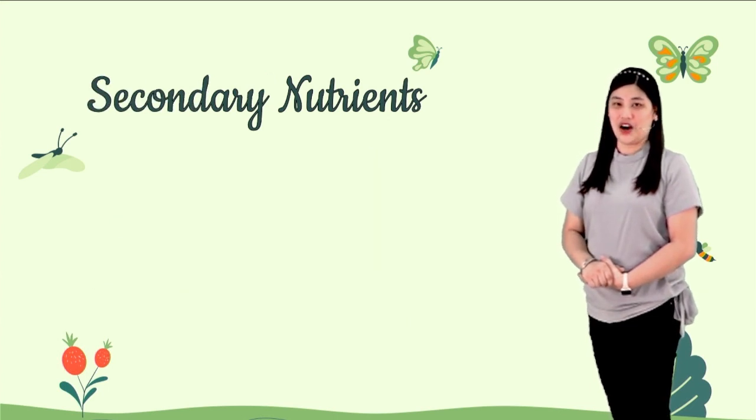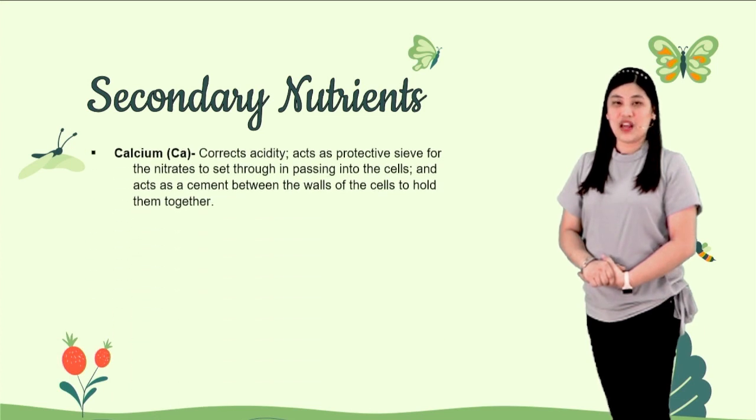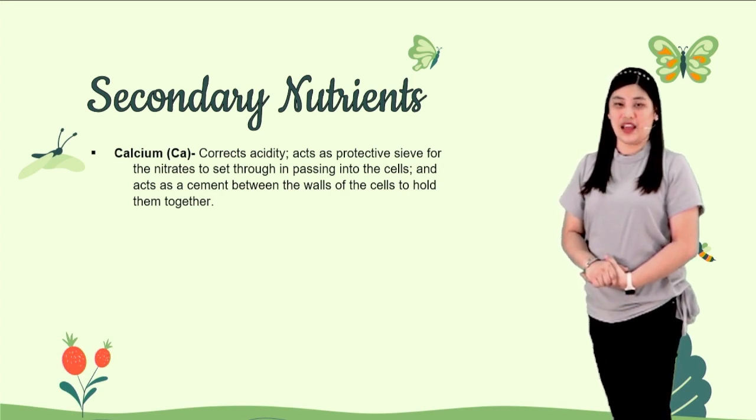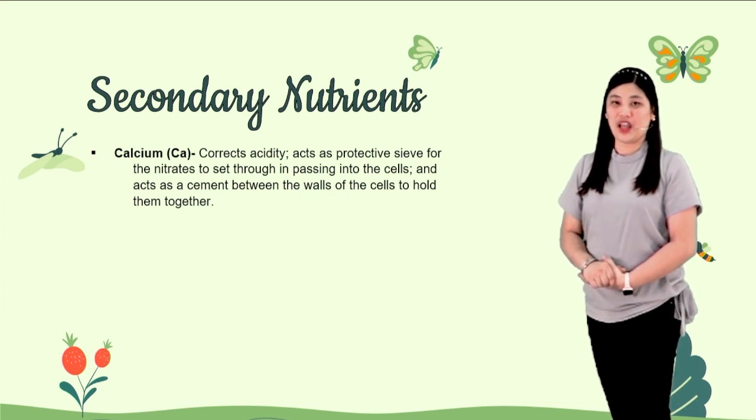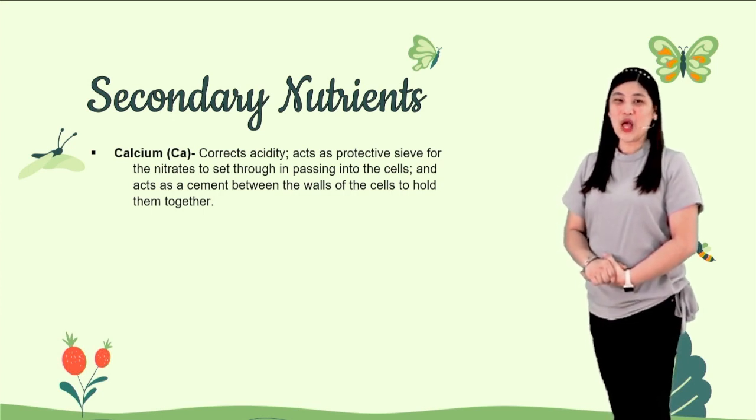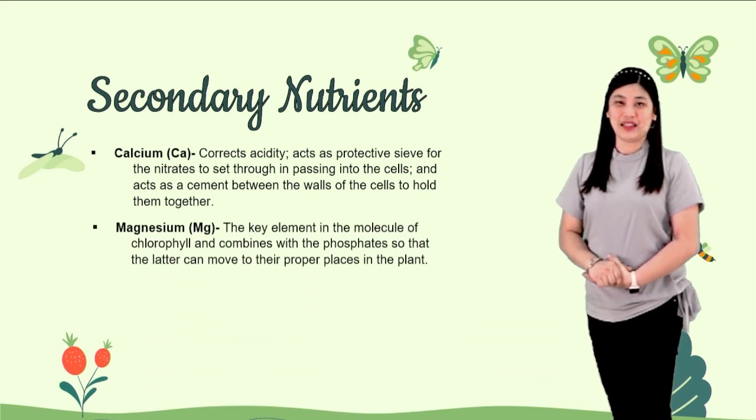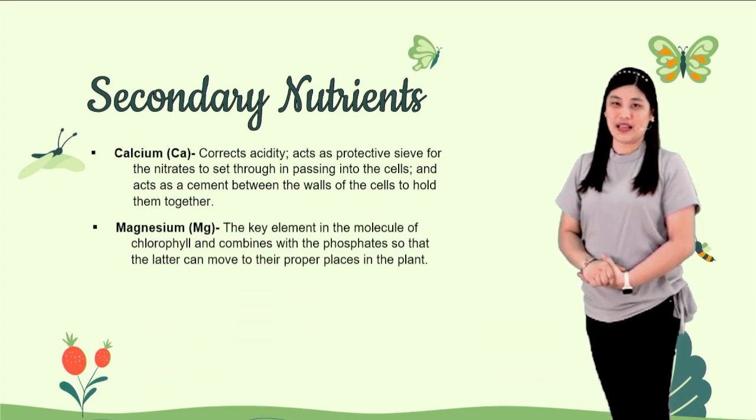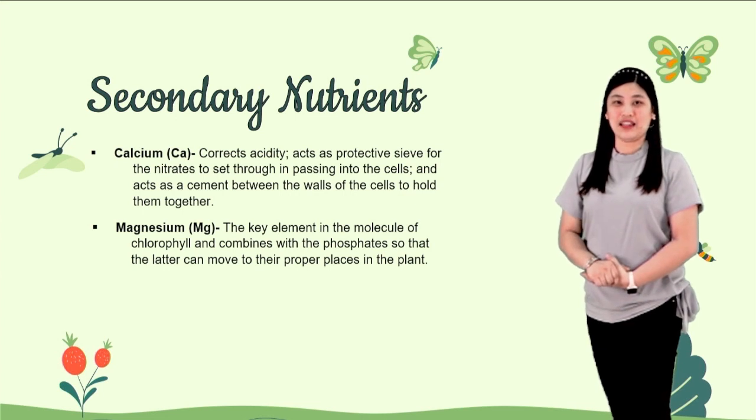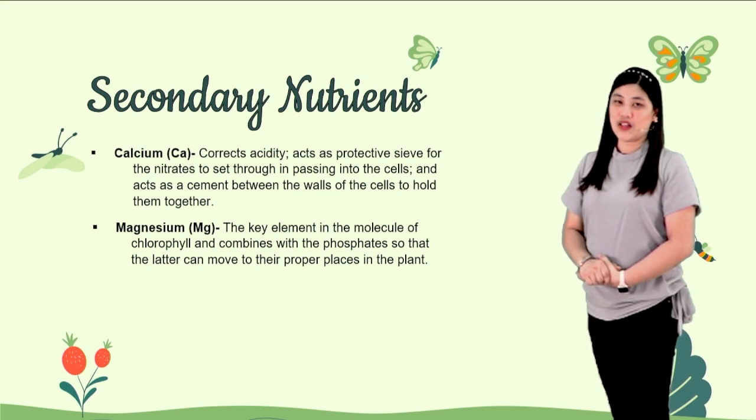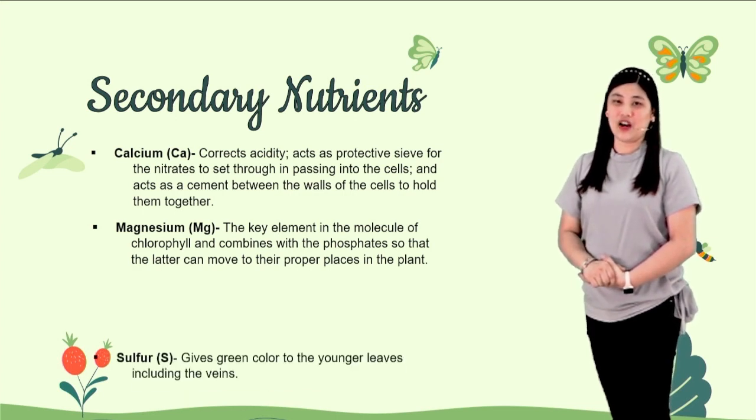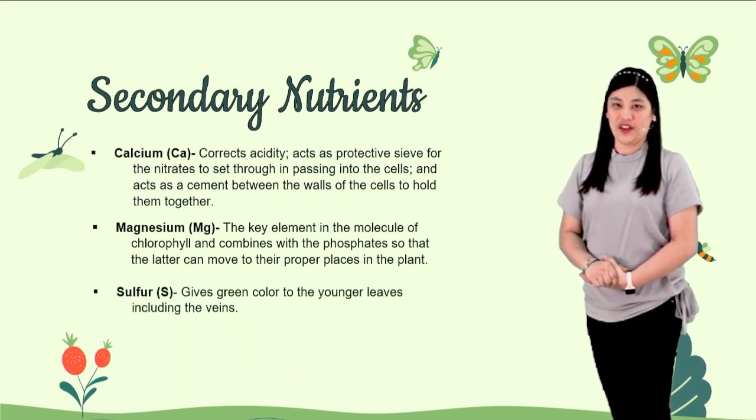Secondary nutrients are calcium, which corrects acidity, acts as a protective sieve for the nitrates to get through in passing into the cell, and acts as a cement between the walls of the cells to hold them together. Magnesium, the key element in the molecule of chlorophyll, combines with the phosphates so that the latter can move to their proper places in the plant. Sulfur gives green color to the younger leaves including the veins.